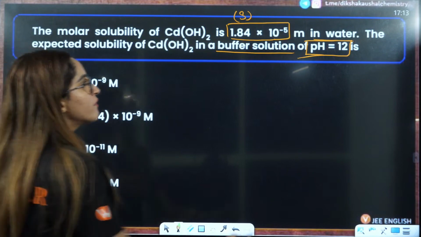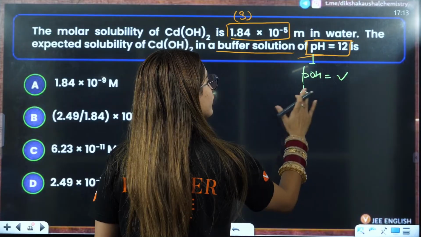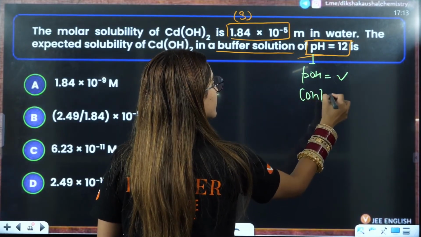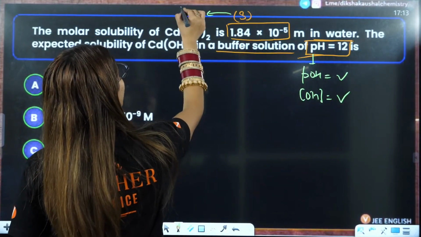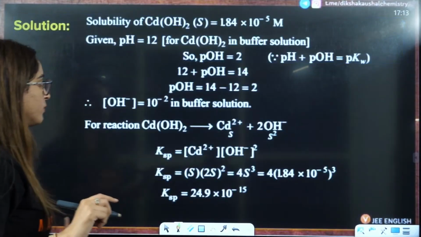Firstly, we will solve for pOH, then we will find the value of the OH negative concentration from there. From here, we can solve the value of Ksp. Equating these two, we will get our answer. Let us see how.